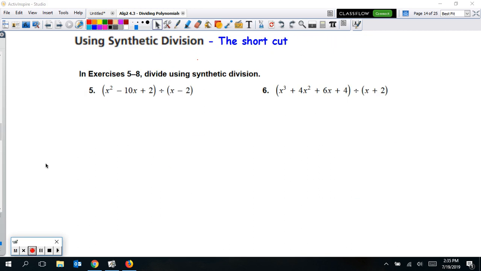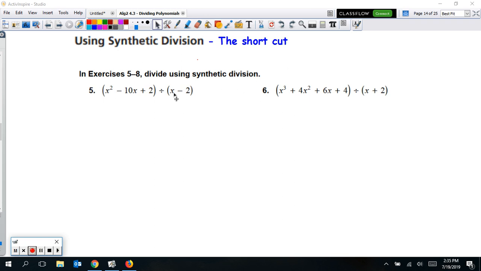Okay, so starting with number 5, we're going to look at this division using synthetic division. And so you can see it looks exactly the same. We're just going to do a different method here, a different way, and I think of it kind of as a shortcut. So the first thing we need to do is figure out what I like to call the multiplier number. That's going to come from your divisor here, what you're dividing by.